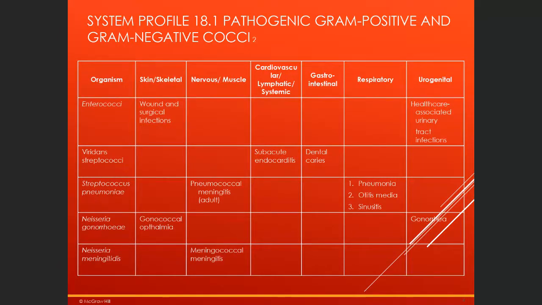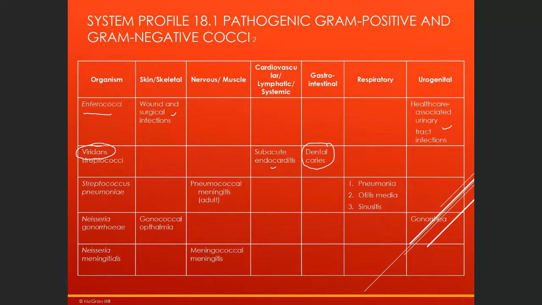Okay, the next one is Enterococcus or Enterococci. It can cause infection, especially in the surgical area, and urinary tract infection. Viridans is mostly in the mouth. So we talk about the viridans Streptococcus. This is the one that mostly causes dental caries and might also cause endocarditis.